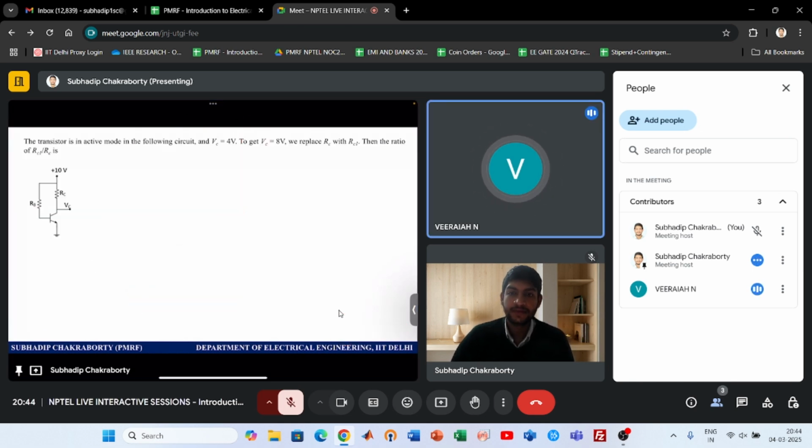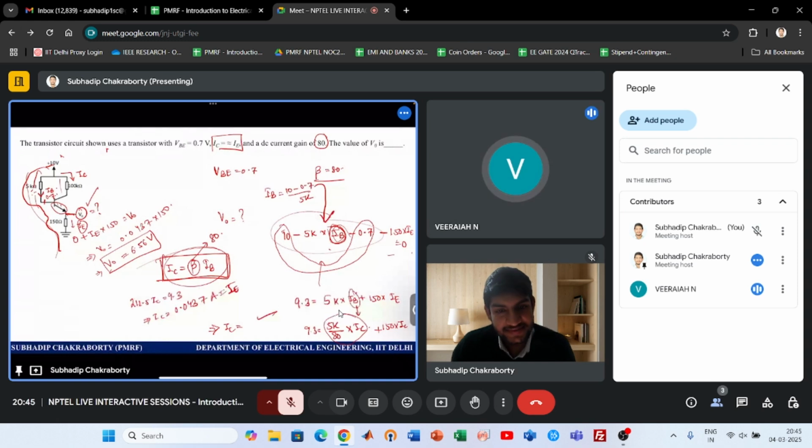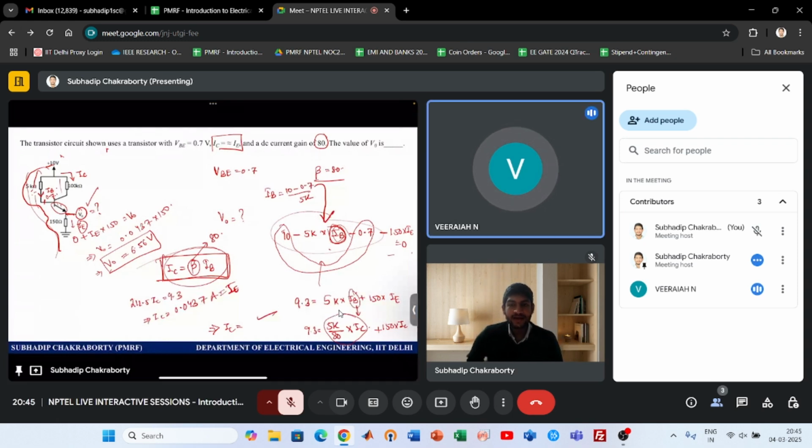Sir, I have one doubt, sir. Can you go back to the previous slide, sir? Here, IB equal to 10 minus 0.7 by 5 kilo ohm. Is it right, sir? Yes, it is right. Sir, we have one more relation, IC equal to beta into IB. Here, can we substitute the IB value in this equation directly? We will get IC, sir.